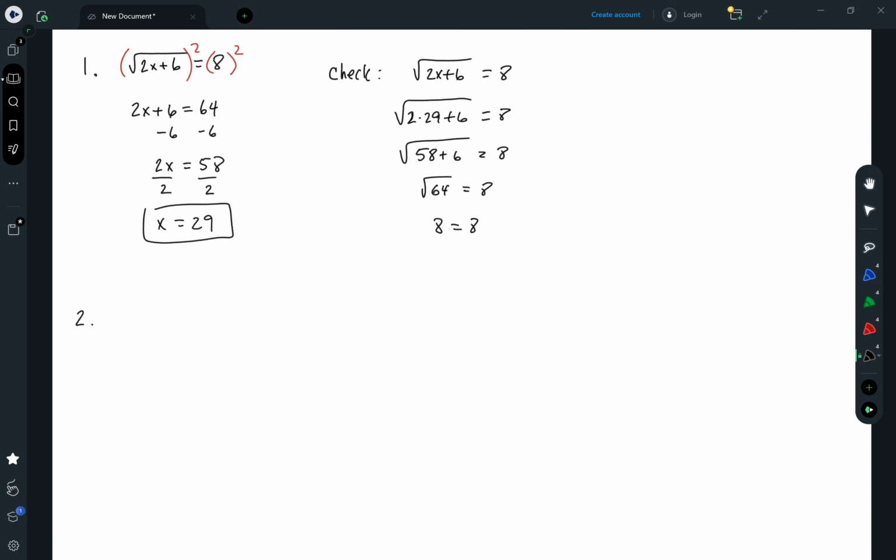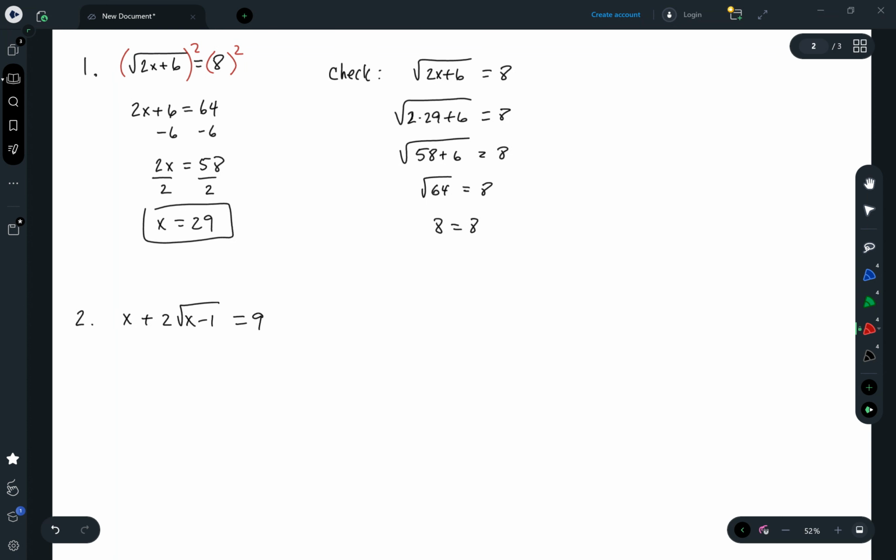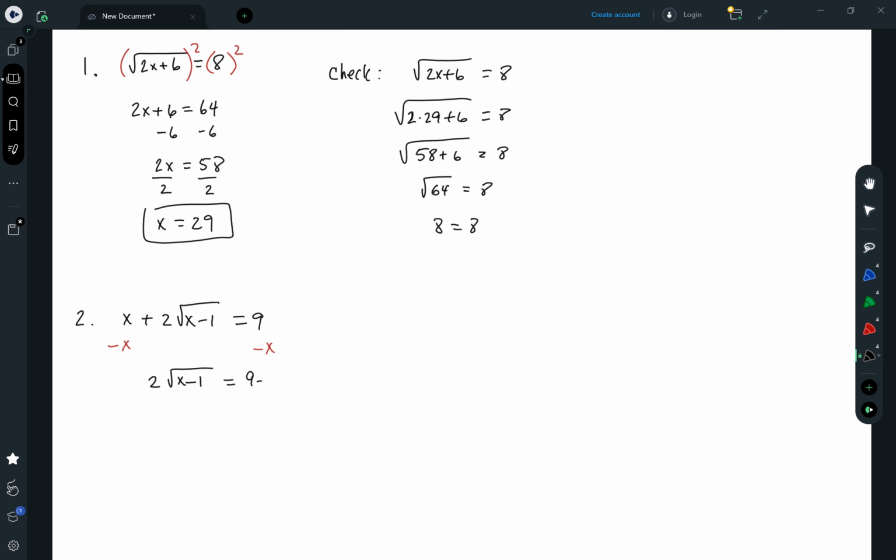Let's look at another example. x plus 2 square root of x minus 1 equals 9. A little bit more complicated. Again, the first thing we want to do is make sure the radical is by itself. In this case, we're going to need to subtract x from both sides, leaving us with 2 square root of x minus 1 equals 9 minus x.